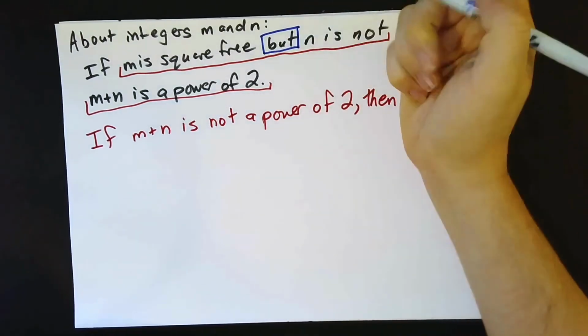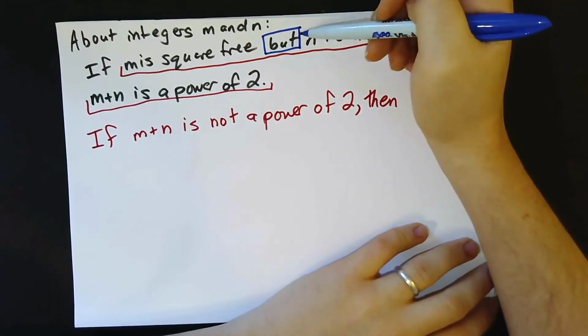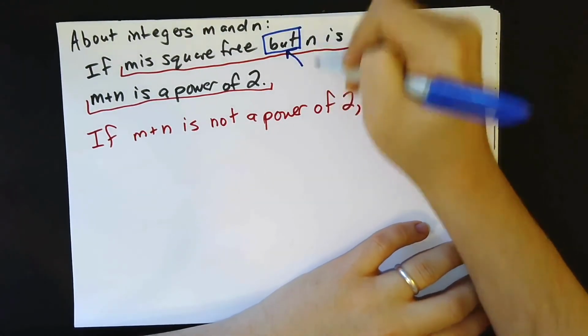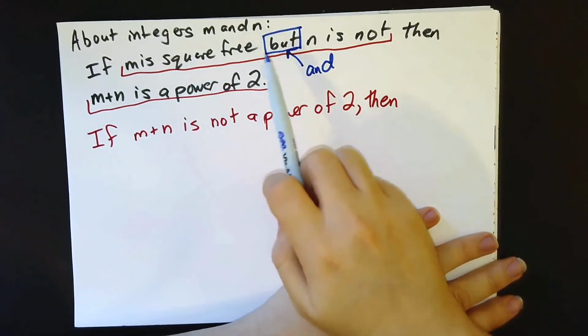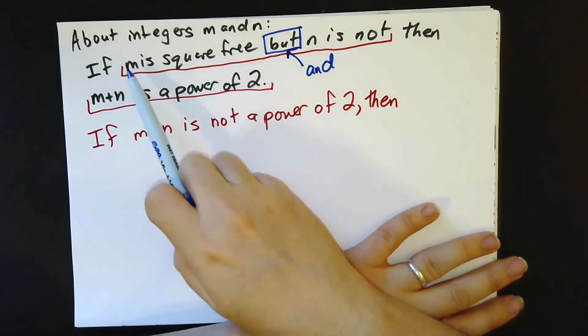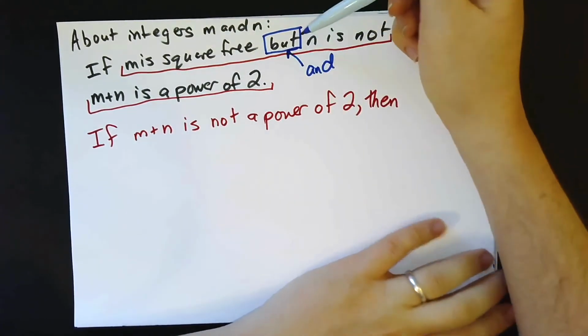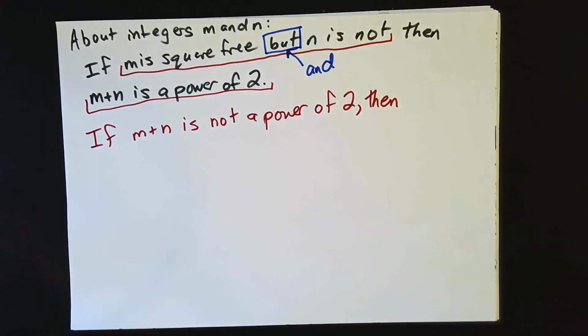Logically. And here's where we have to realize that but is nothing but a fancy way to say and. Logically, this sentence would mean exactly the same thing if this said m is square free and n is not. So logically, but is a different way to say and. This is something that's going to come up a lot throughout this course, that there are a bunch of English ways that are very different to say exactly the same mathematical thing.